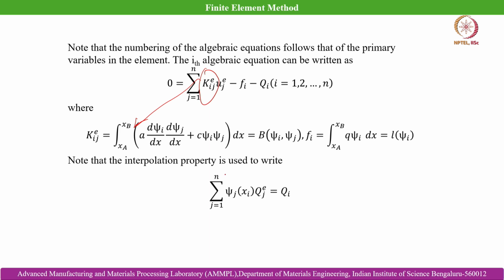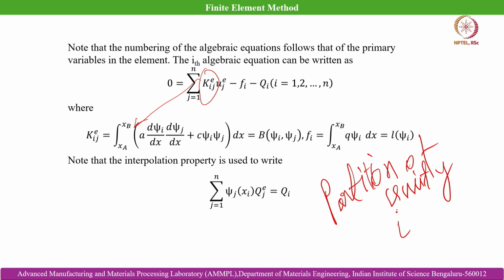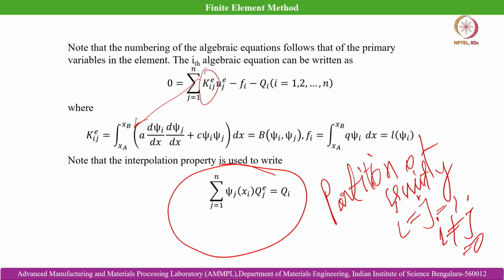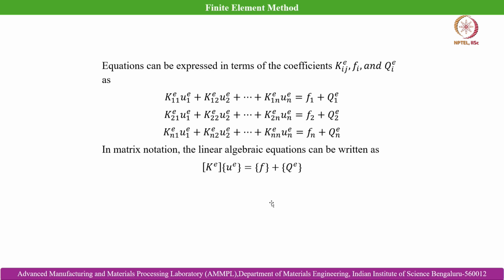Note that the interpolation property is used to write the summation of j equal to 1 to n of psi_j(x_i) q_j^e equal to q_i. So, what is the partition? Here the rule applied is called the partition of unity. According to that, we know that when i is equal to j the value is 1, and when i is not equal to j, the value becomes 0. Following that we can write that the summation of psi_j(x_i) q_j^e is equal to q_i.